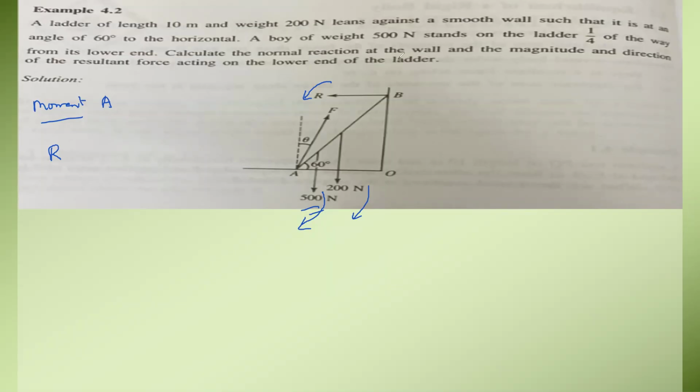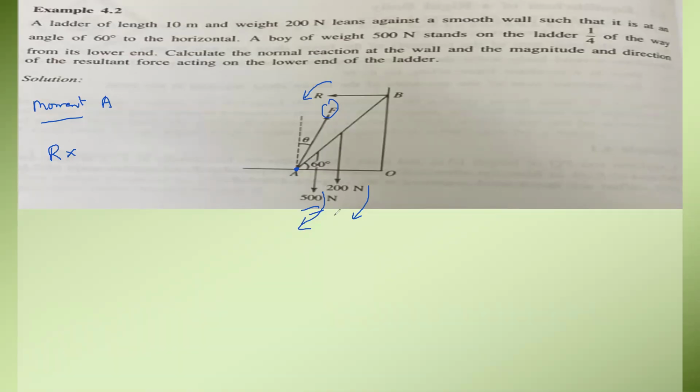Anti-clockwise. Good. So then we need the distance. How to work out the distance? The force is R, but what about the distance? Because we always take the perpendicular distance. Why did we not take F? Because F is acting on the pivot. When the force acts on the pivot, the force will not cause any turning effect.